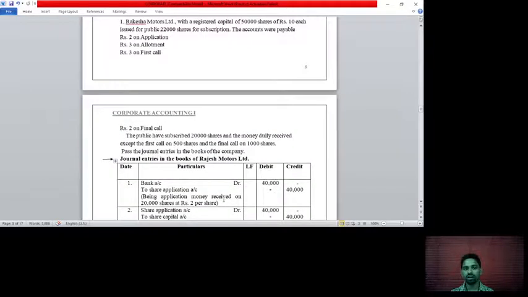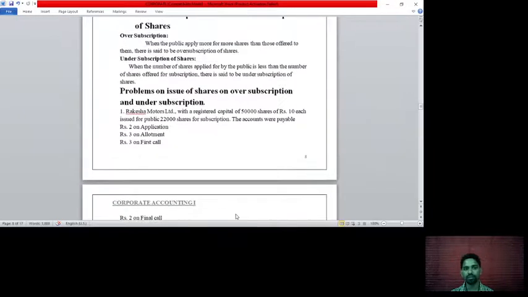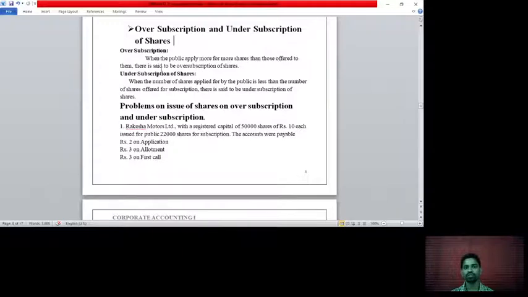I hope you understand this problem as well as the concepts. This will come for 2 marks: what is oversubscription, and what is under subscription? Oversubscription means the demand is more than the shares offered by the company to the public. Under subscription means the public subscription is less than the shares offered.